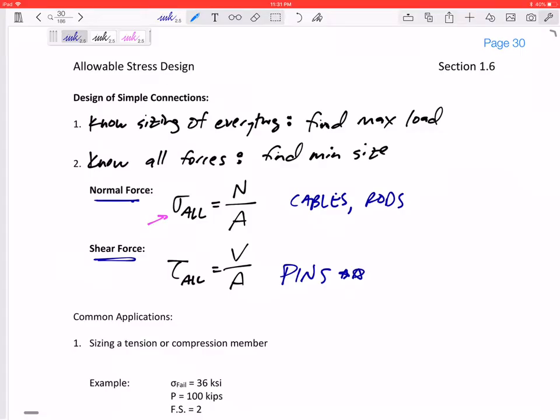All right, and so pins are really the ones that fail under shear. Cables are the ones that fail under tension or normal stress. Not 100% of the time, but generally we have to check and make sure our pins don't fail under shear, and we have to check to make sure our cables don't fail under normal stress. Okay, so that's the main thing. Unless told otherwise, and I'll talk about a few different scenarios, let's make sure our pins don't exceed their shear stress maximum, and our cables don't exceed their normal stress maximum.